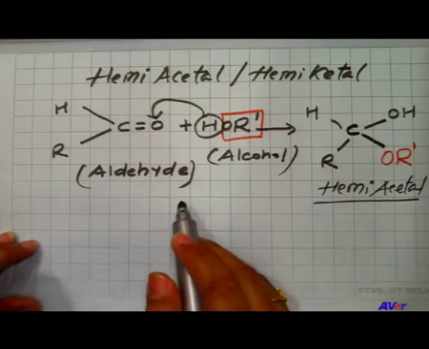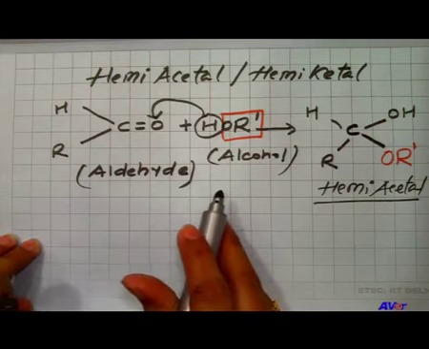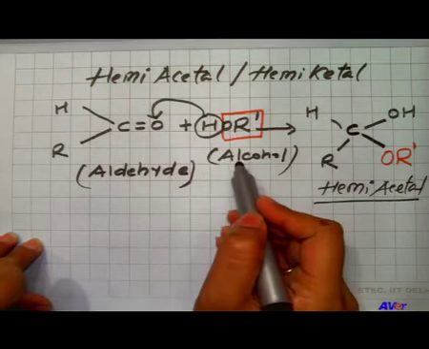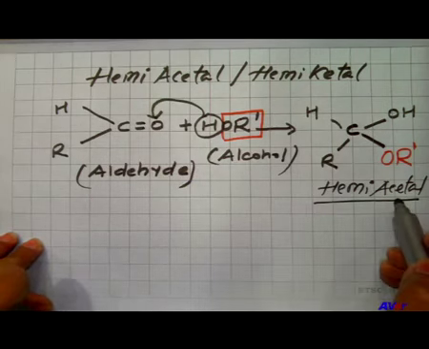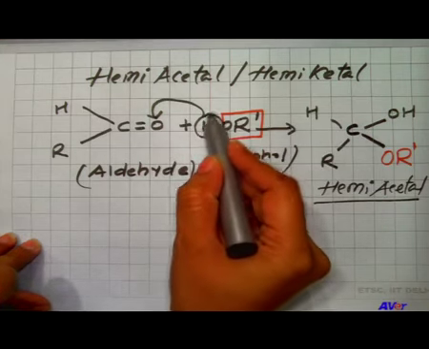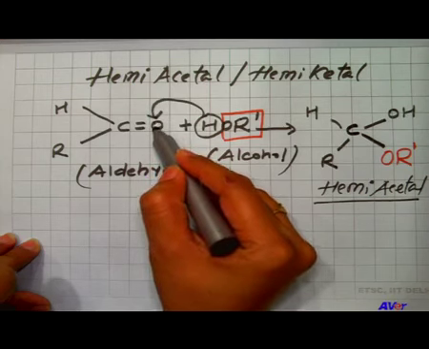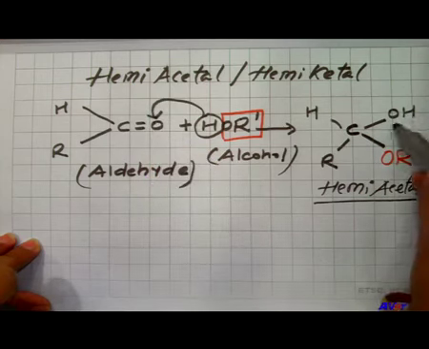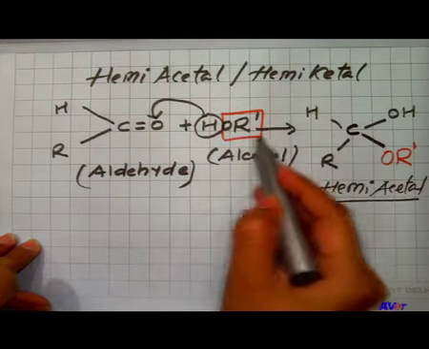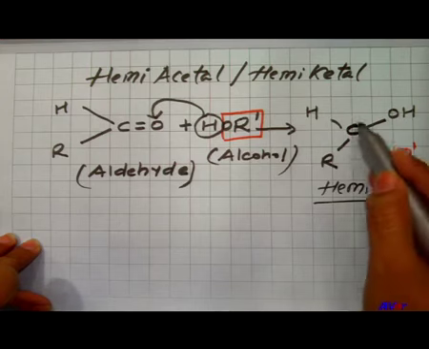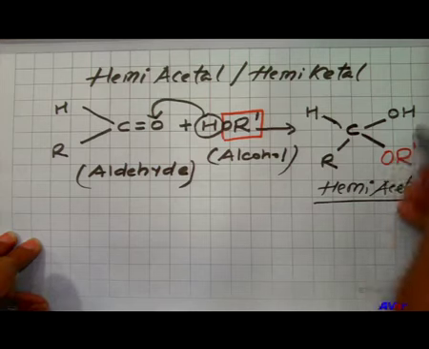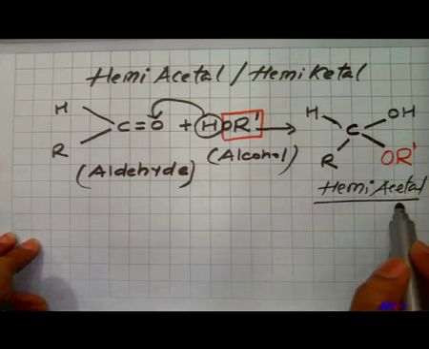I am repeating once again because it is very important to understand the structure of the sugar molecule. Whenever any aldehyde reacts with alcohol, it forms hemiacetal. In this particular reaction, the hydrogen of alcohol will transfer over the oxygen, it will form hydroxyl group, that is OH, and the 4th valency of the carbon will be satisfied by the remaining part of the alcohol. Now this particular compound is called hemiacetal.